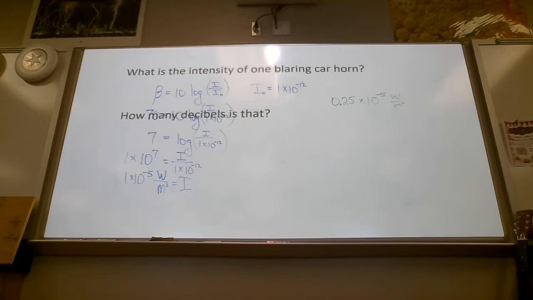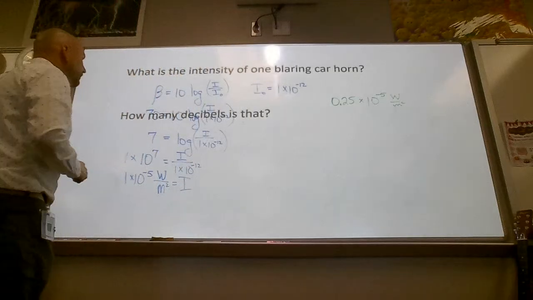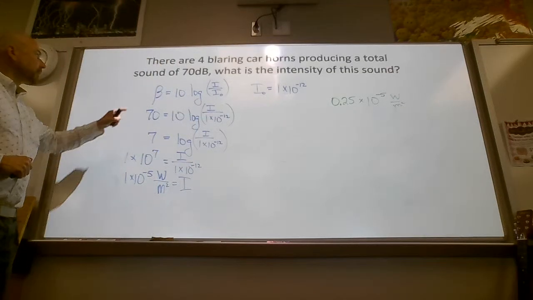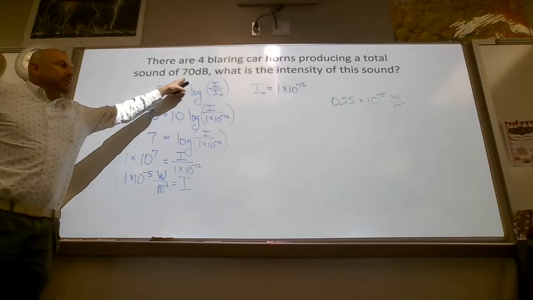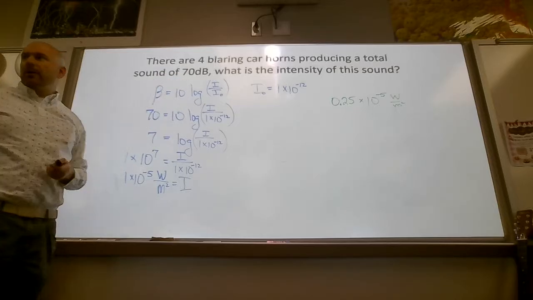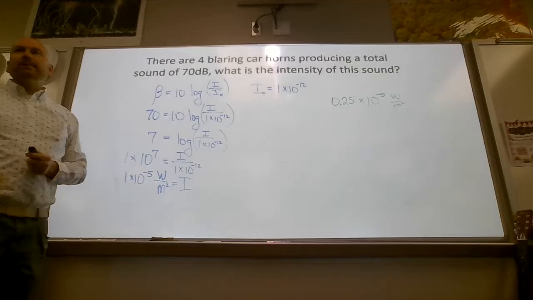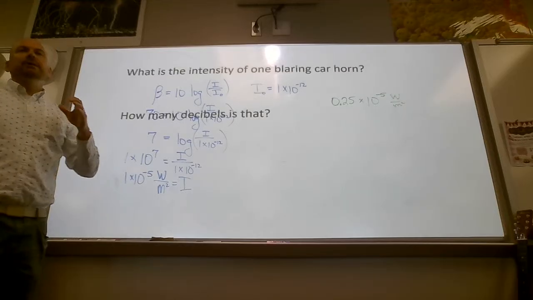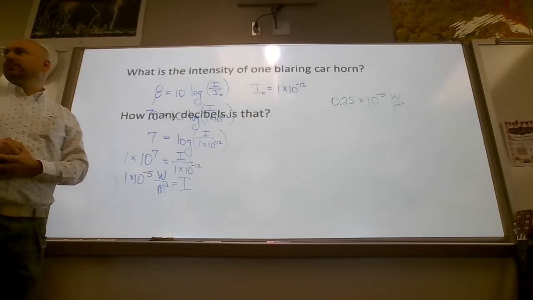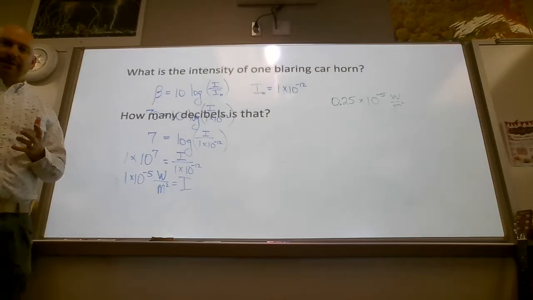That makes sense. Now, how many decibels is that? I want you to just estimate, four car horns is 70 decibels. How many decibels do you think it's going to be for one car horn? Whatever you think, it's probably going to be wrong because decibels are not intuitive. You have to use the equation. That's kind of the point.